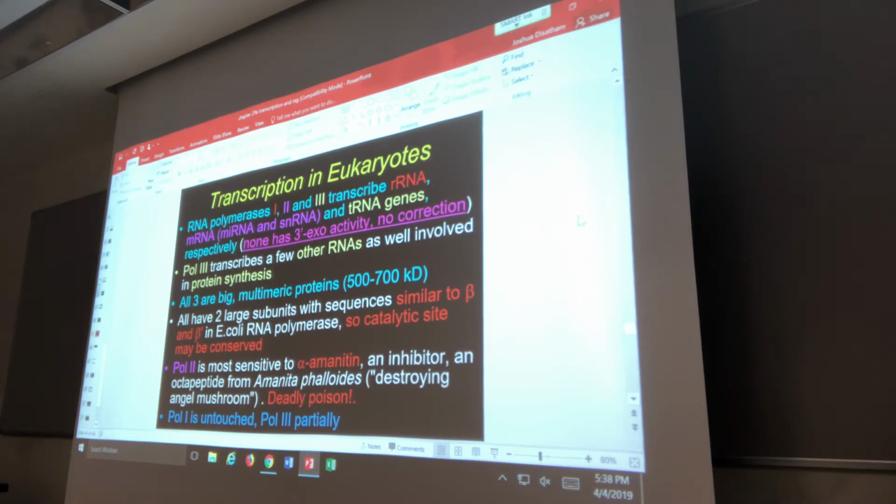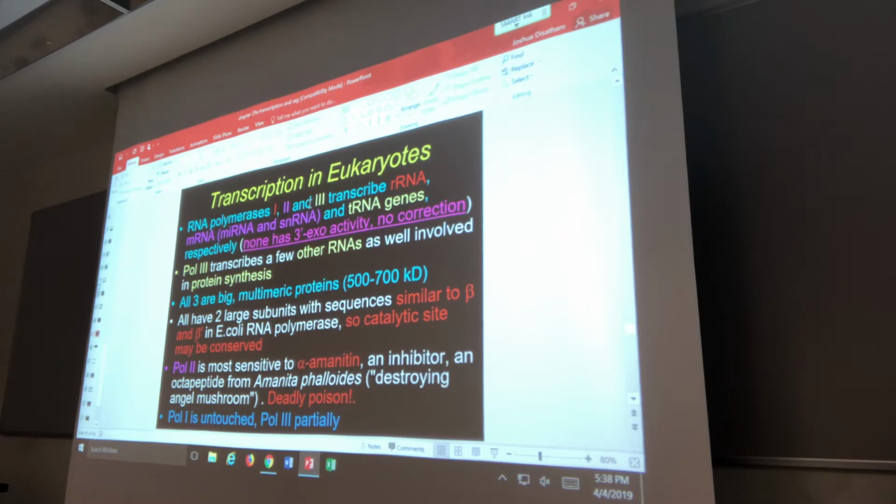A common mistake, or a common exam question, is: which of the following polymerases is responsible for transcribing mRNA in prokaryotes? Half of the people will say RNA polymerase 2, but the question is asking which enzyme is responsible for transcribing mRNA in prokaryotes. The answer would be what? Just RNA polymerase in prokaryotes.